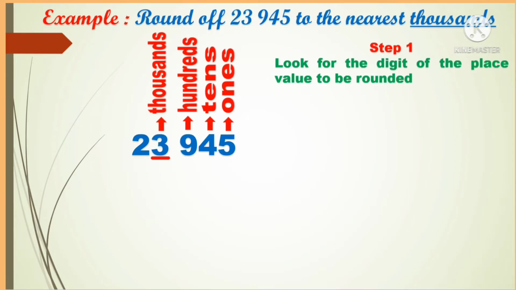Kasi, ang digit na ito ay ang ating i-round off. Ang tawag dito ay rounding digit. At ang thousands naman ay tinatawag na rounding place. Okay?